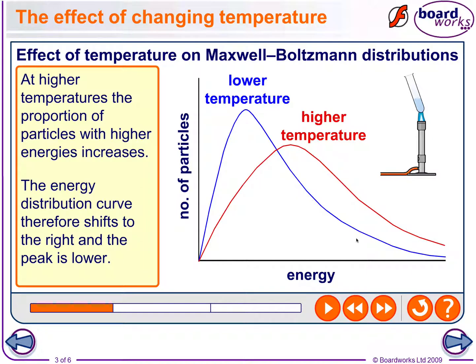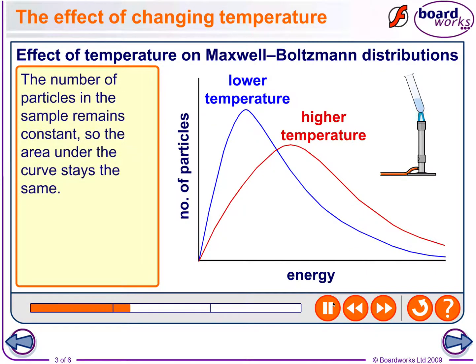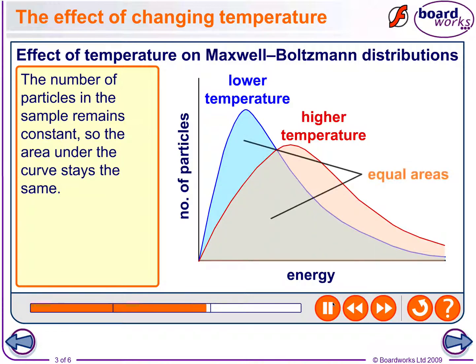The area under both of those curves would be the same, because the same number of particles are present in both. And that's just shown here. The number of particles remains constant, so the area under both of those curves is the same.